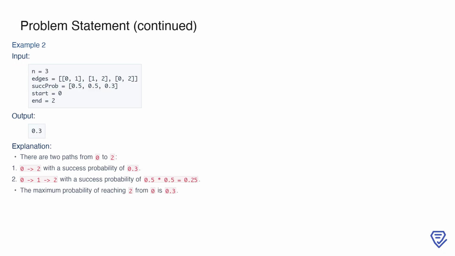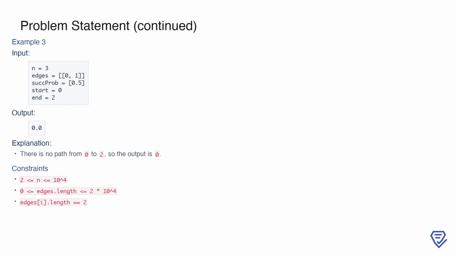Now let's look at another example. Here, the graph structure remains the same, but the success probabilities are slightly different: 0.5, 0.5, and 0.3. Once again, there are two paths from node 0 to node 2. The direct path 0-2 now has a success probability of 0.3, while the indirect path 0-1-2 has a probability of 0.5 * 0.5 equals 0.25. This time, the direct path provides the higher probability, so the solution to this example is 0.3.